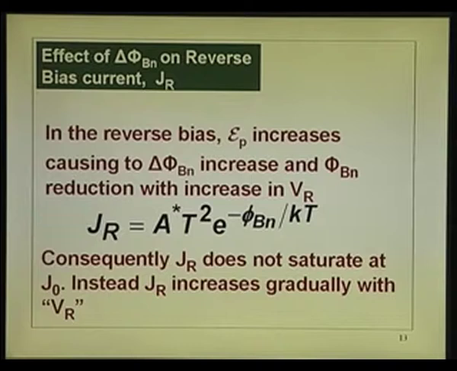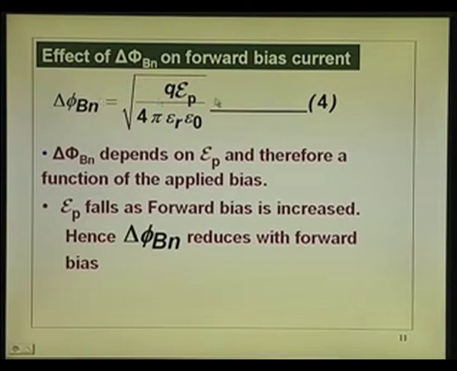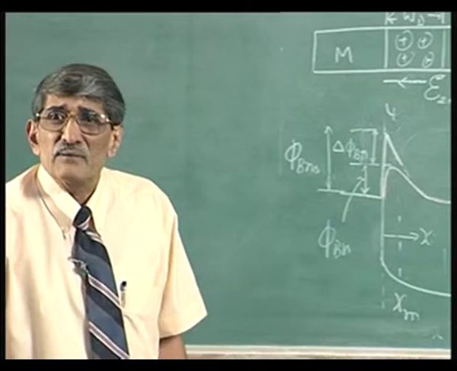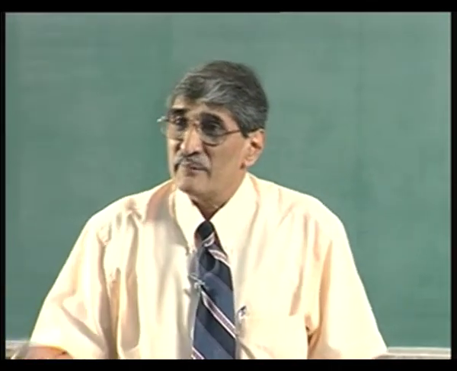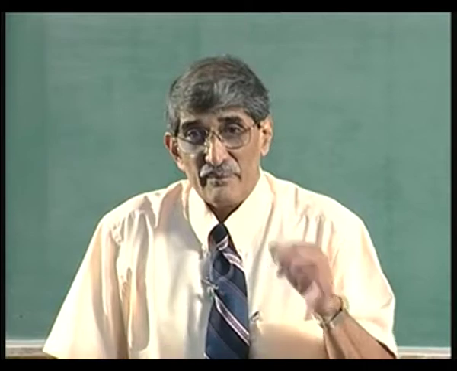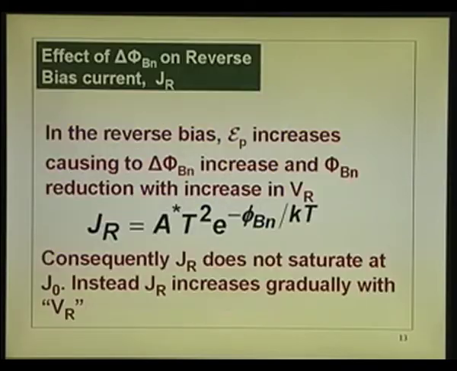In reverse bias, what happens to the peak electric field? It increases. If the depletion region widens, the field increases, and you can see from here that delta phi_bn increases. If that increases, phi_bn falls. So, as we keep increasing the reverse bias, delta phi_bn goes on increasing and phi_bn goes on falling. The current depends on e to the power minus phi_bn, so if this keeps falling, J_r keeps on increasing.